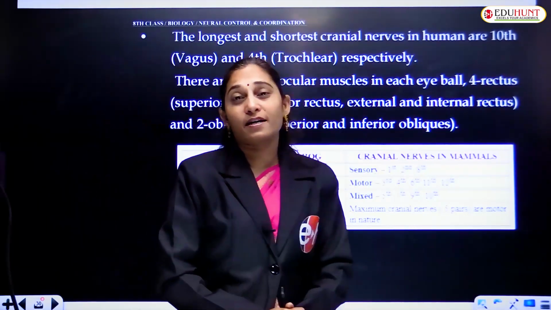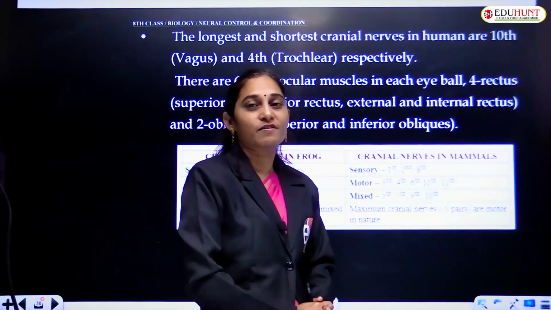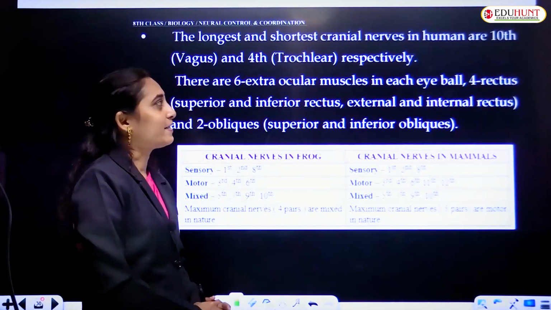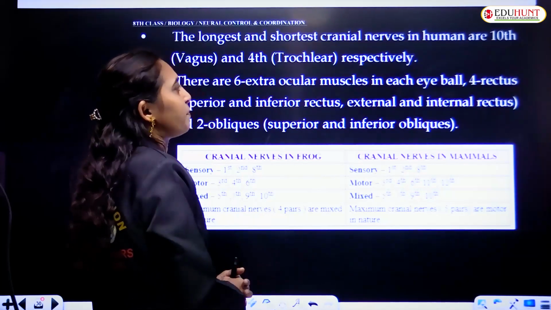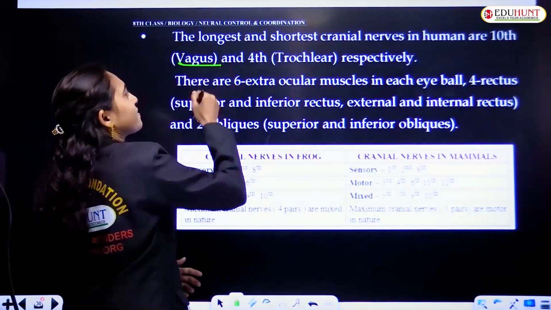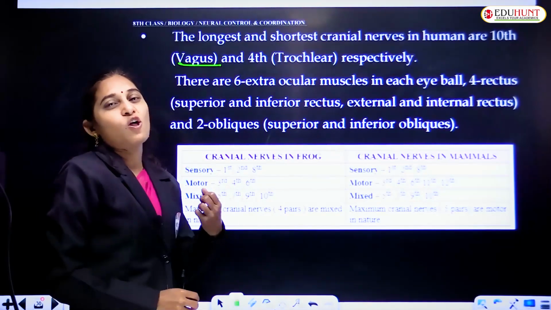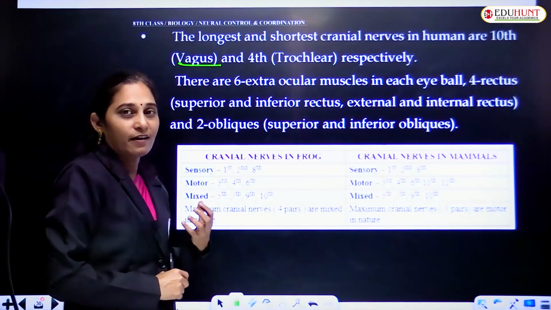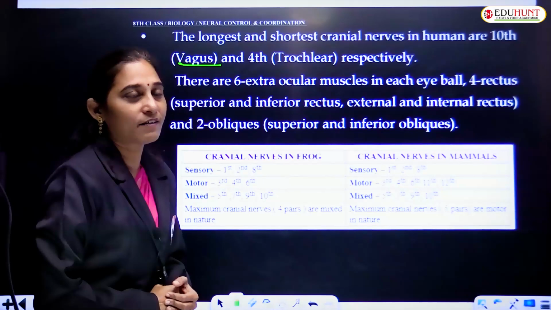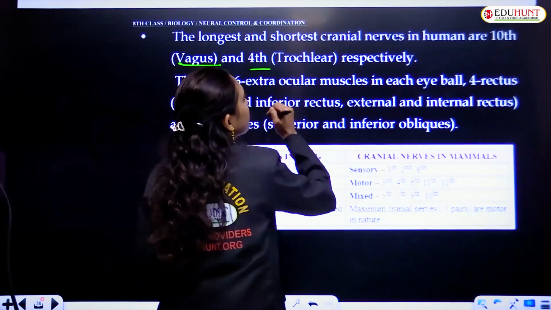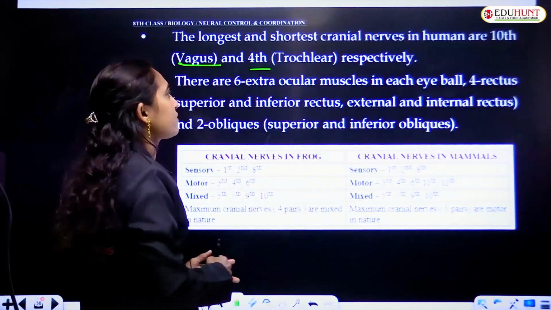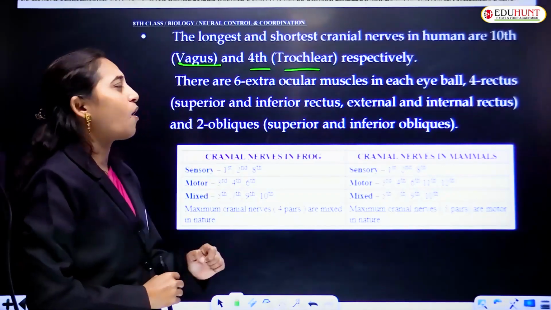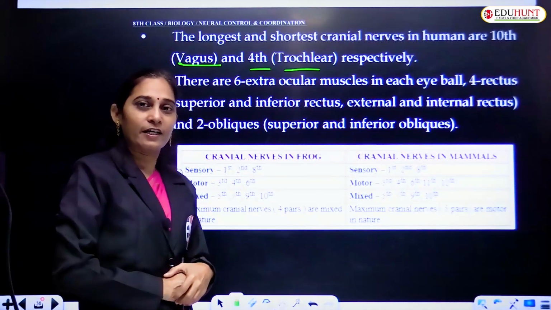And the longest and shortest cranial nerves. What are the longest and shortest cranial nerves? In humans especially, the 10th, called the vagus, is the longest cranial nerve. Note down, vagus is the longest cranial nerve, and the fourth, that is trochlear, is the smallest or the shortest cranial nerve.